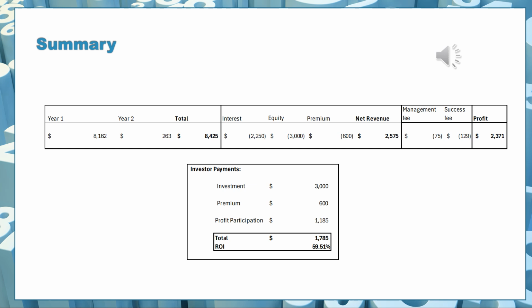So indeed, with a $3 million investment, the investor makes 1,785,000 net revenues, which is 59.51%. So basically nearly doubling, more than doubling their ROI, due to the reason that we reduced the equity investment. So that's pretty significant.